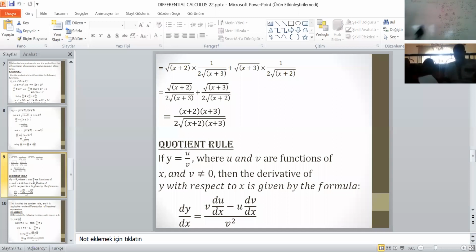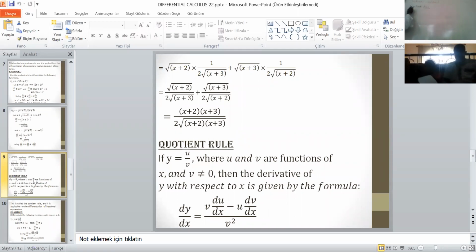Quotient is the outcome of dividing a number or a term by another one. For instance, if I divide 6 by 2, I'm going to get 3. That means the quotient of 6 by 2 is 3. So here we have the quotient rule. Quotient rule, like I said, is applicable to fractional expressions.